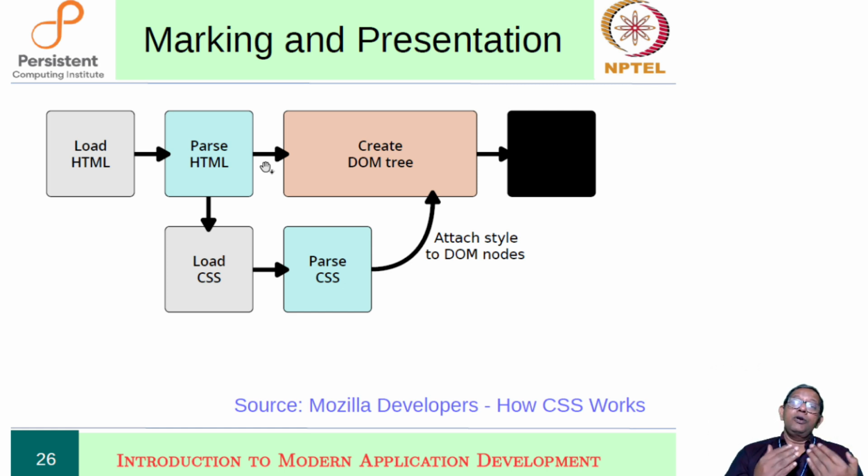This picture is from the point of view of a browser. A browser loads the HTML. By load, I mean the server. It has connected to the server, and whatever the server has sent as an HTML page, that page is loaded by the browser in its memory. It is parsed in the sense you can imagine that it constructs a document tree of that particular page that it has received. It creates a document tree and it displays over here. This black box is your screen.